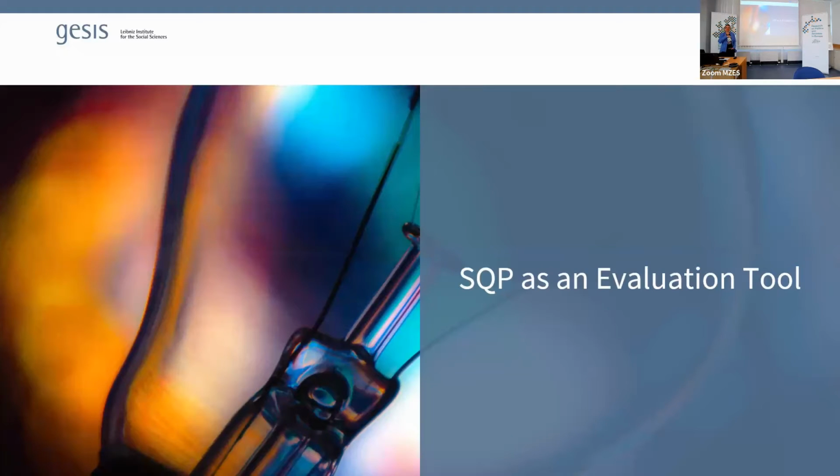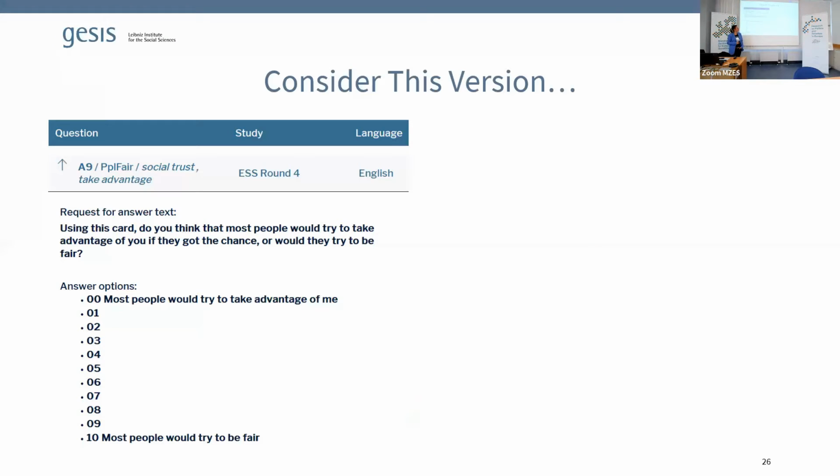So this is SQP as a dictionary. But, and this is maybe another interesting part of it, or one of the main interesting parts, you can use it as an evaluation tool. Maybe I change sides. Again, an item from the European Social Survey using this card. Do you think that most people would try to take advantage of you if they got the chance, or would they try to be fair? Most people would try to take advantage of me. Most people would try to be fair, on a scale ranging from 0 to 10.